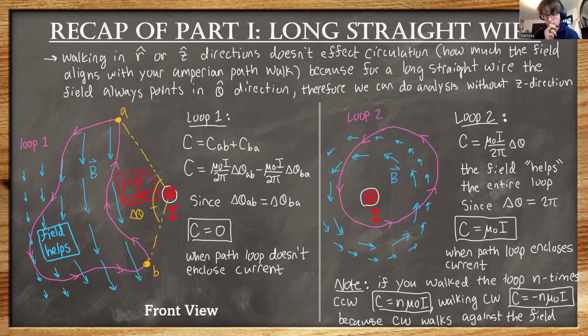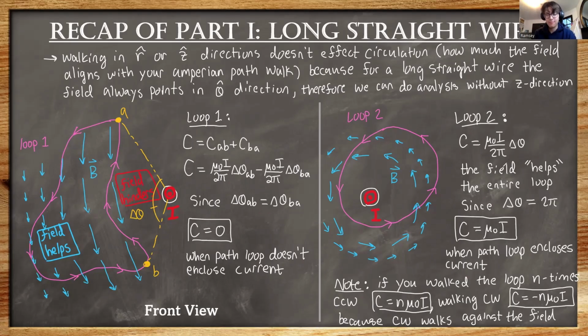So note, if you walk the loop n times, in other words, if I start here and I walk the loop once, I walk the loop twice, now I walked the loop 3 times, then the circulation is going to be the number of times you walk the loop times mu naught times I, because you gain an additional mu naught I of circulation every time you walk the loop. Another way to think about it is, if you walk the loop 3 times, what would delta theta be? 6 pi. 6 pi, right? And 6 pi would cancel out and give you 3 times mu naught I, just like we suspect.